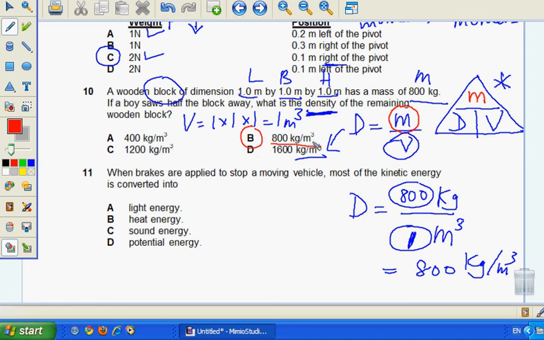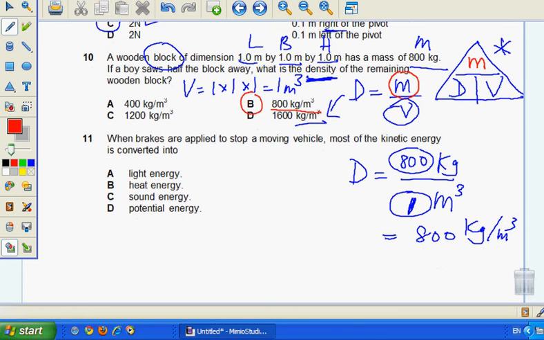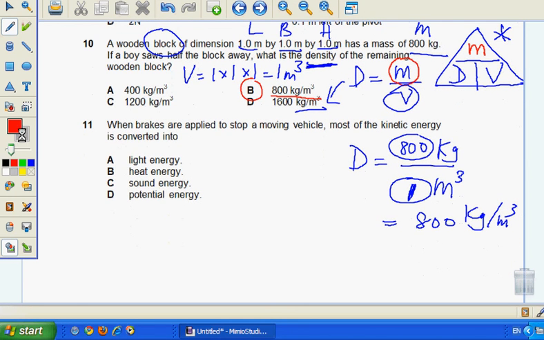Let's look at the last question on this page, which is question 11. It says when brakes are applied to stop a moving vehicle, most of the KE is converted into... KE is actually motion energy. When an object moves, it will possess this kinetic energy. You're trying to stop it. So in order to stop, you need to apply friction. Brakes are actually friction.